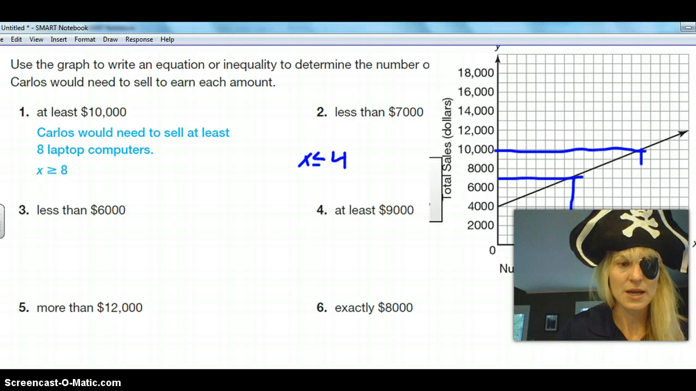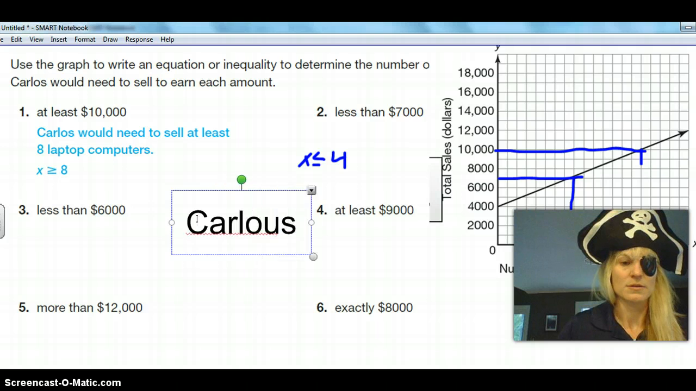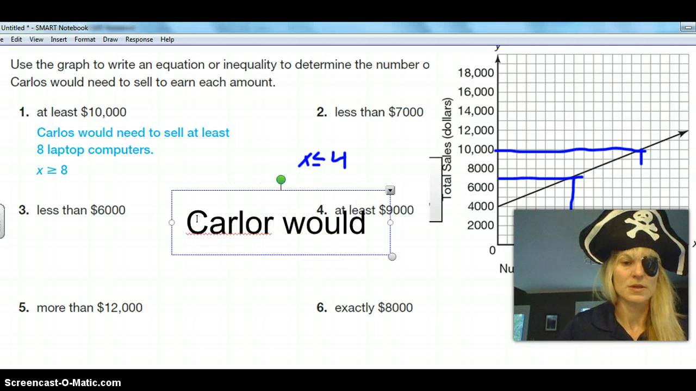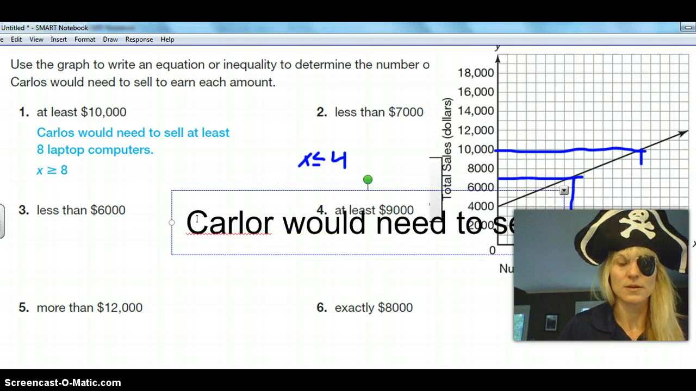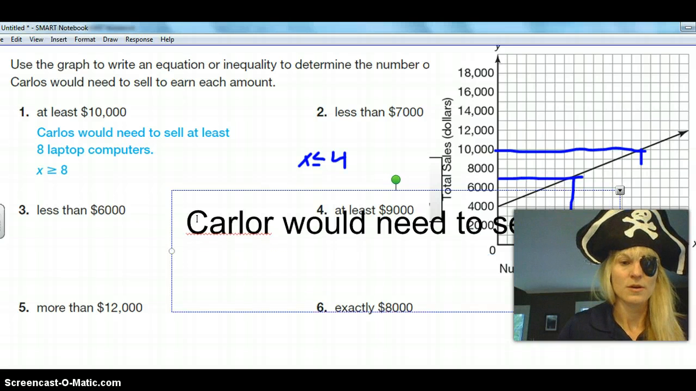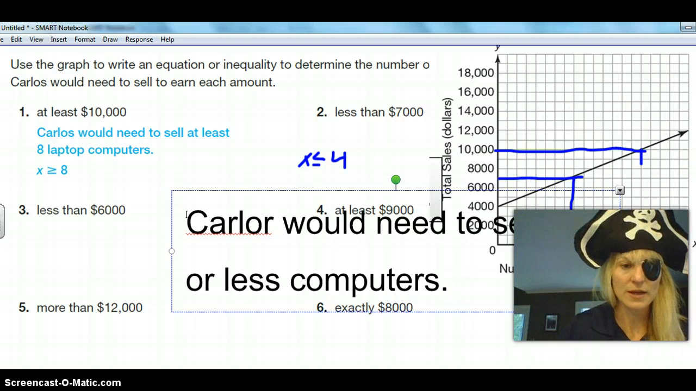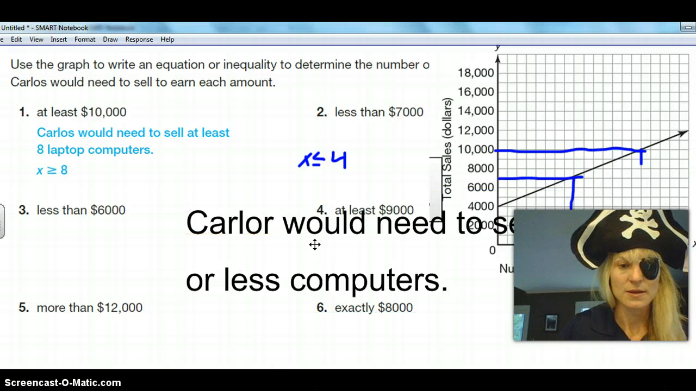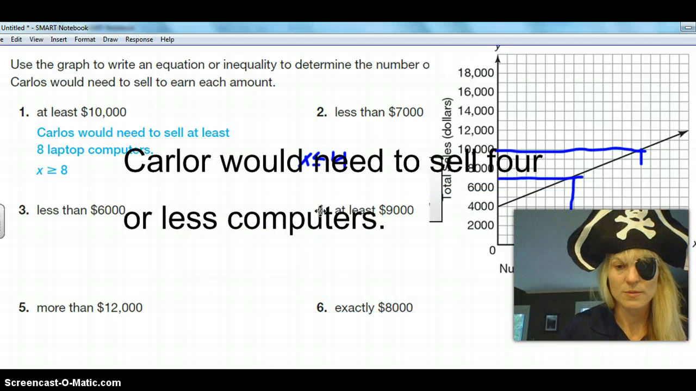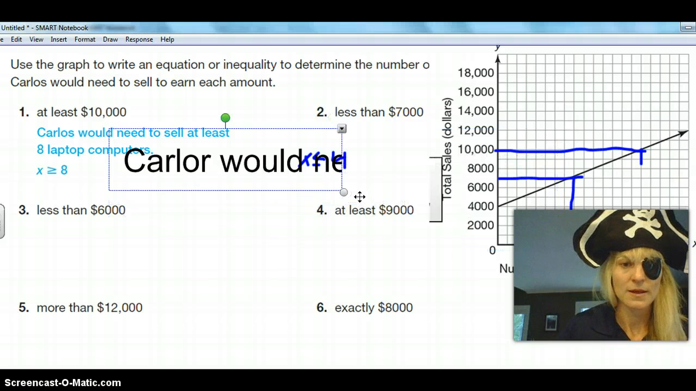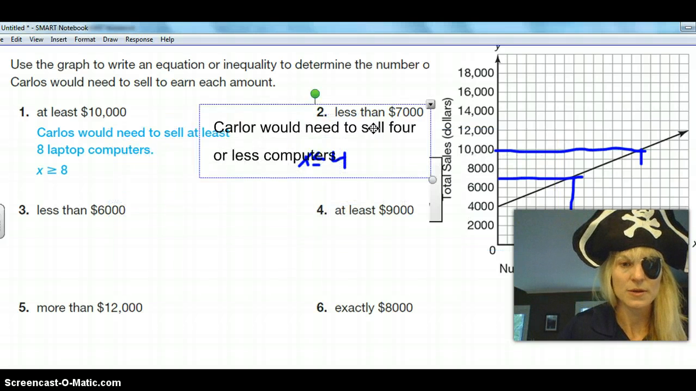And so we would say Carlos would need to sell 4 or less computers. Okay, and that would be my answer for that. But I should probably make it much smaller. Okay, so that would go here.